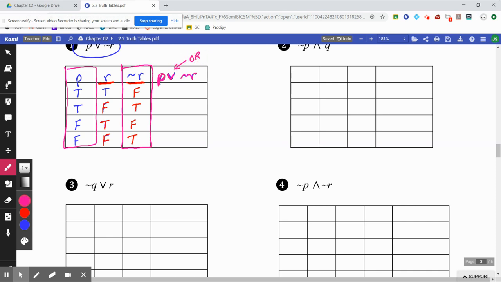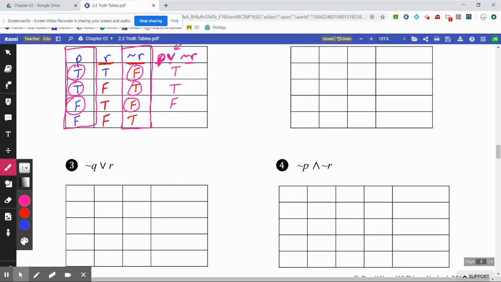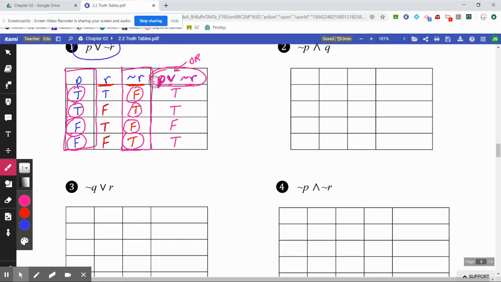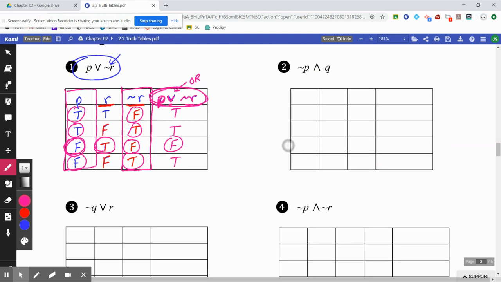An or statement. Reminder, if this is true or if this is true, then the whole thing is true. So now P or not R. Here's P, here's not R. If either is true, then this statement is true. Here's P, here's not R. If either is true, then this statement is true. Here's P, here's not R. If either is true, they're not, so this statement is not true. That's the only scenario, because look, false, true, that'd be a true statement. So the only way that this is ever false is if P is false and R is true. Then P or not R is false, and that's the only time it is.